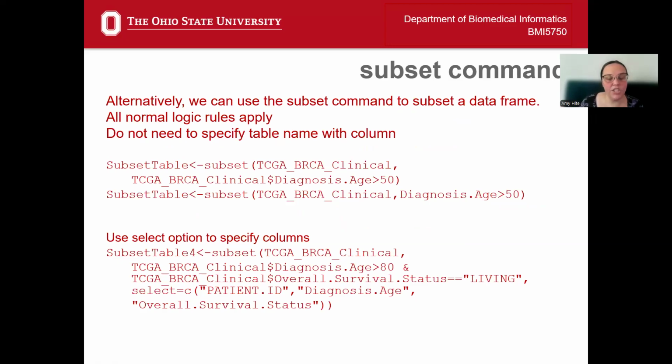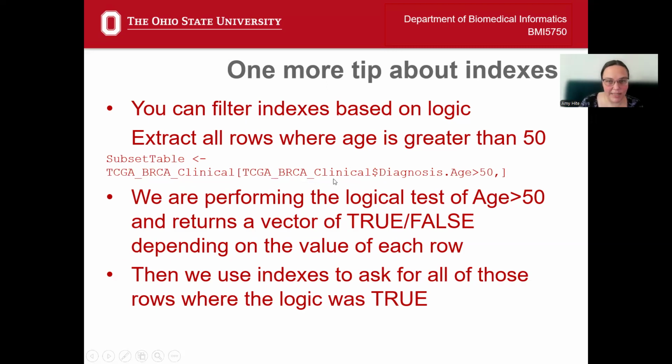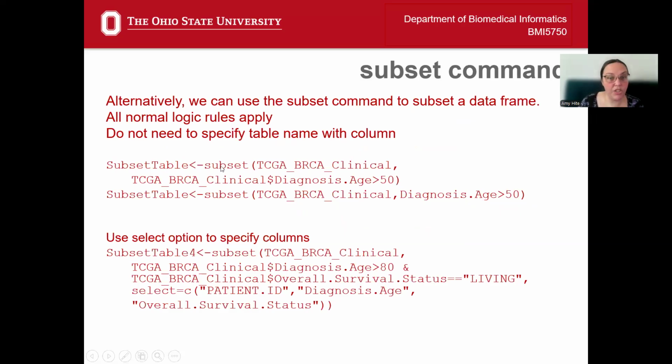Alternatively, it's much easier to use the subset command. And I never do it like this. It's hard for me to think this way, but I can use the subset function. I can say subset my clinical table, comma, where this table $ column is greater than 50. We don't have to specify the table, so the second line of code is exactly the same thing because R knows, look in this table for this column name and use this logic.